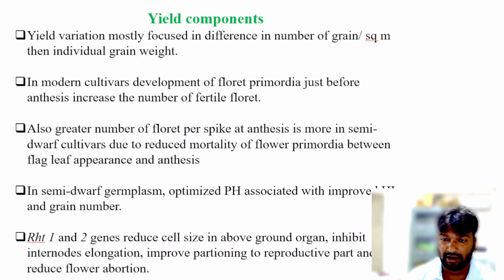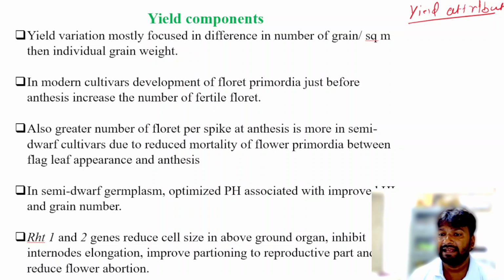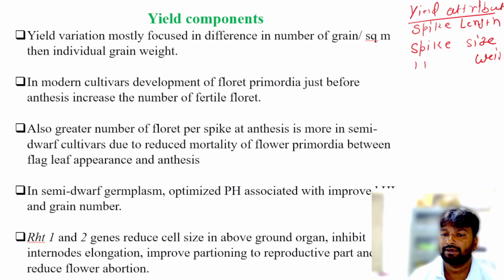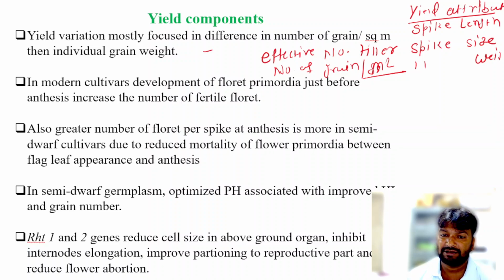next, that is known as yield components. So friends, there are certain yield attributes like spike length, okay, spike size, then spike weight, effective number of tillers, then number of grains per square meter, even test weight. So there are a number of traits which are directly related to the yield.